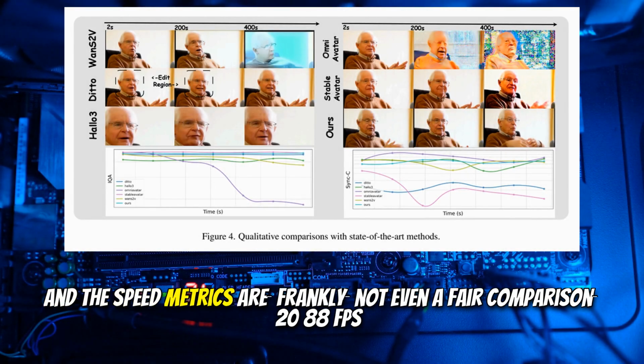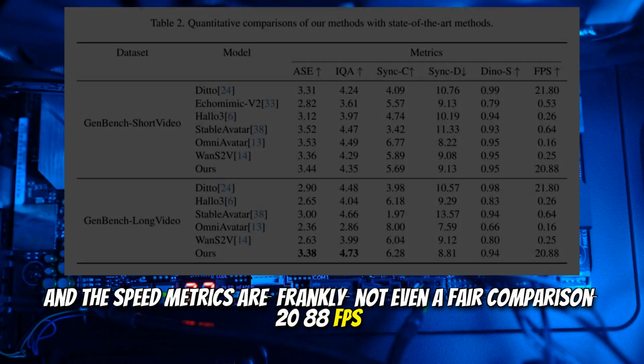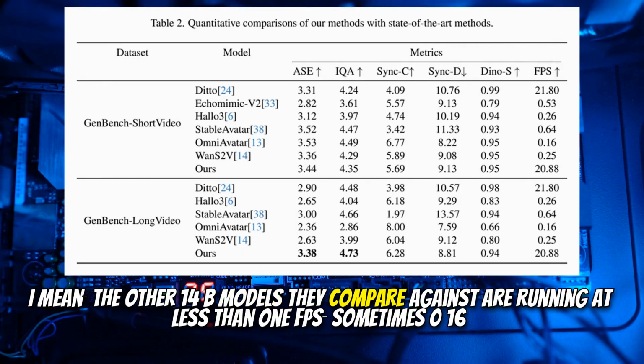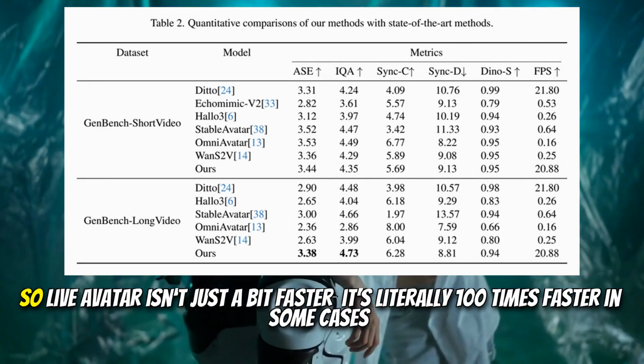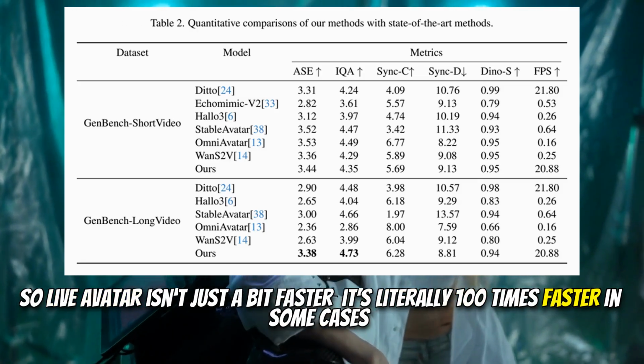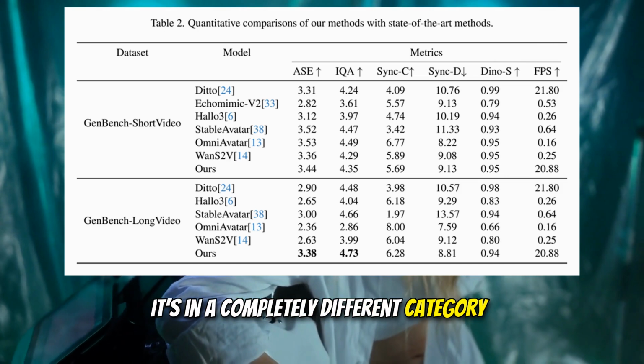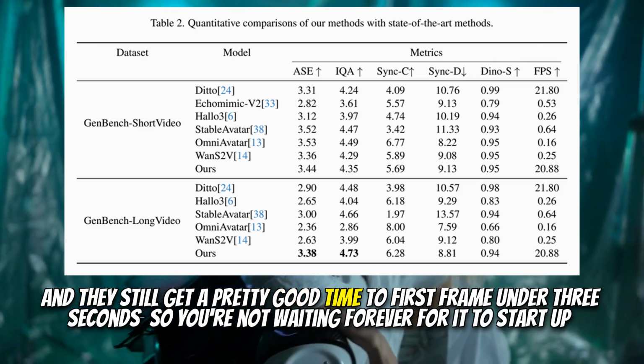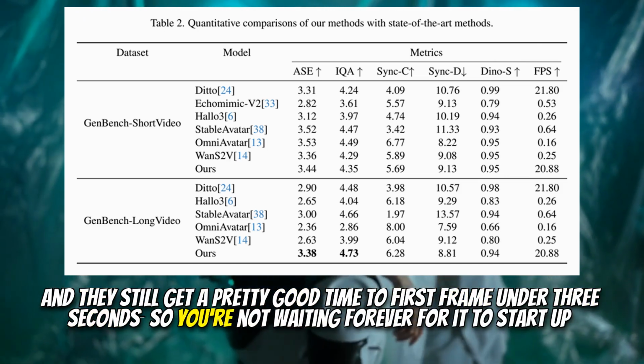And the speed metrics are, frankly, not even a fair comparison, 20.88 FPS. I mean, the other 14B models they compare against are running at less than 1 FPS, sometimes 0.16. So Live Avatar isn't just a bit faster, it's literally 100 times faster in some cases. It's in a completely different category. And they still get a pretty good time to first frame, under 3 seconds, so you're not waiting forever for it to start up.